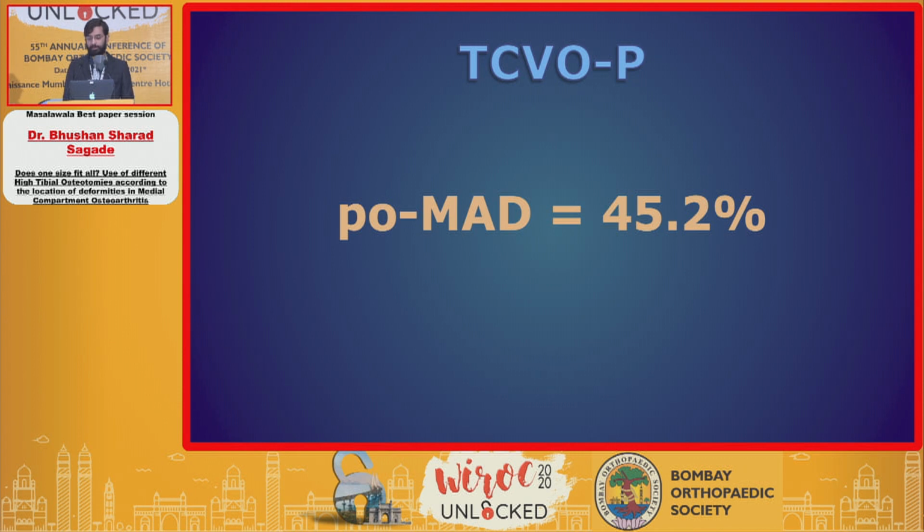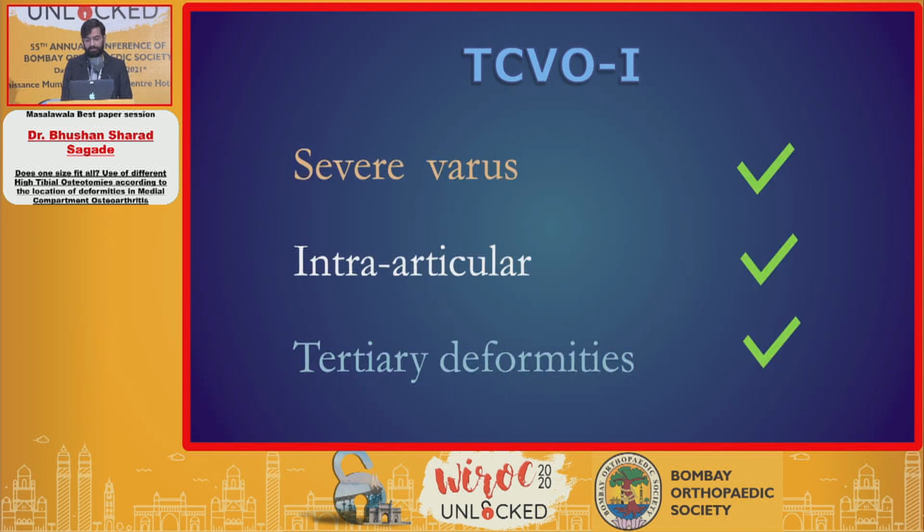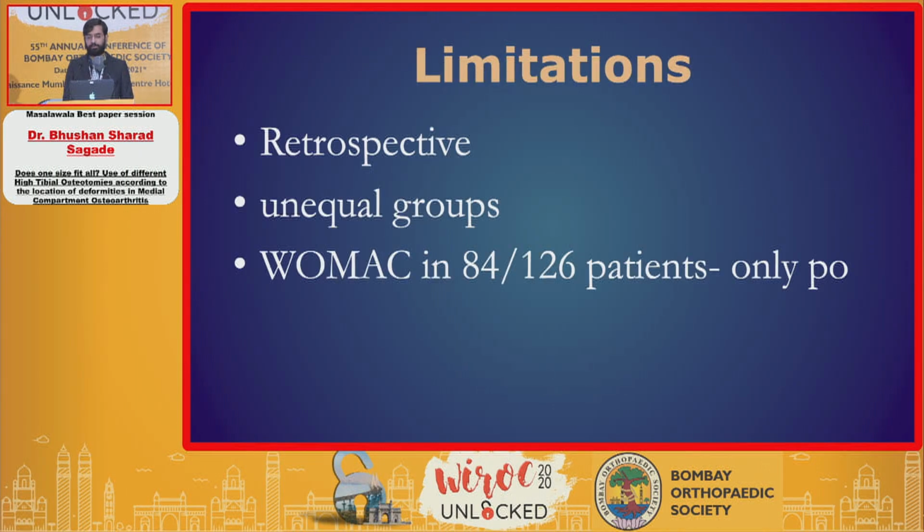To address the undercorrection, we performed an additional distal osteotomy in a final 4th group of 17 patients, which adequately corrected the most severe varus deformities, corrected the intra-articular deformities measured by CPA and JLCA, and also helped to correct the tertiary deformities. Thus, the TCVO-I is ideal for severe deformities in all the 3 categories. The results of our intra-articular osteotomy are comparable with literature. The limitations of our study are that it is retrospective with unequal groups, and we could obtain only post-operative WOMAC scores in 84 of the 126 patients.